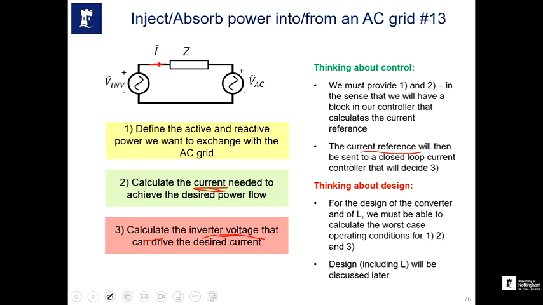And in terms of design, one of the things we need to design is the inductor L, which is the filter in here, L. And we'll see in the next lecture how we can design L by looking at the worst case scenario for the system.